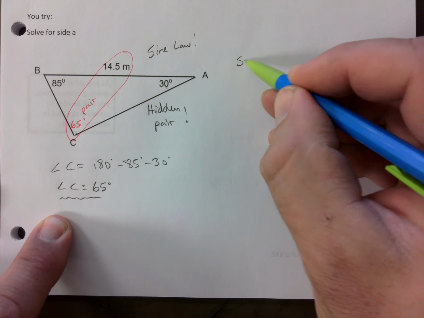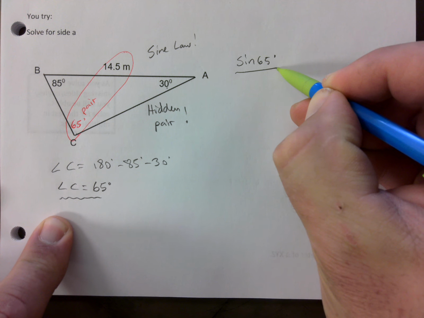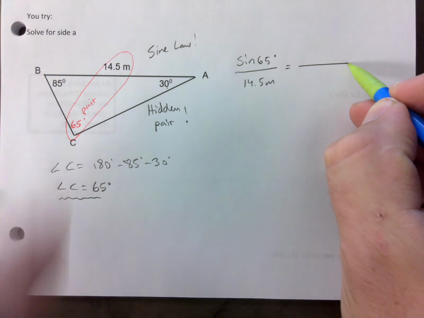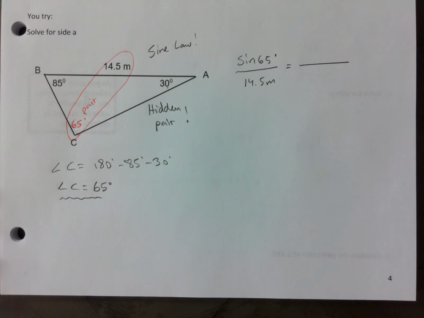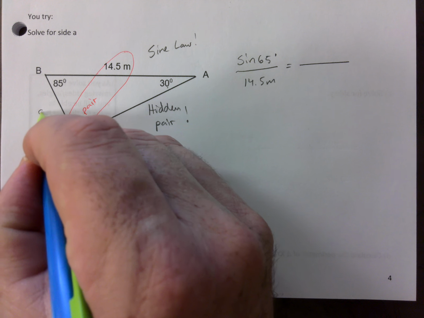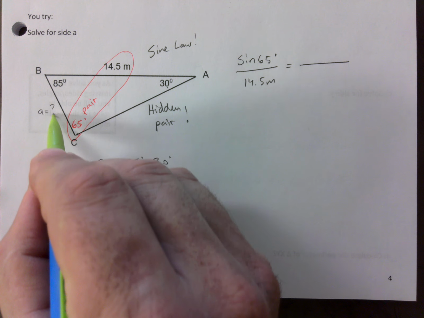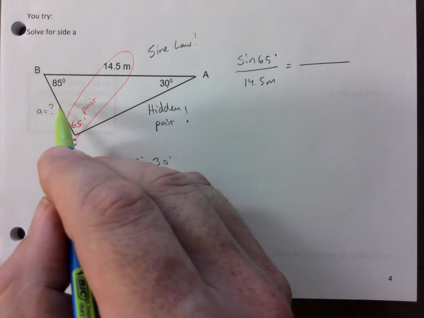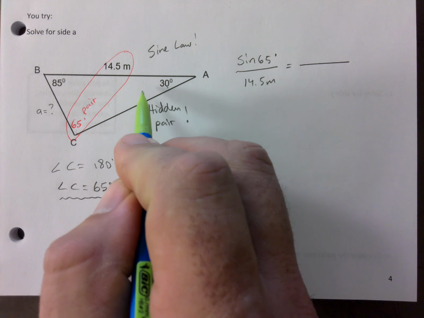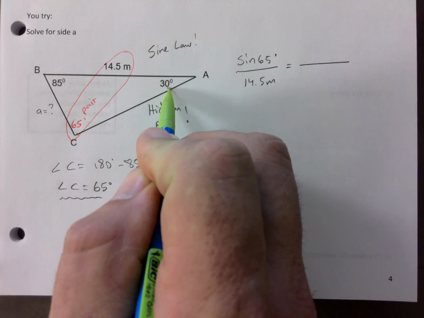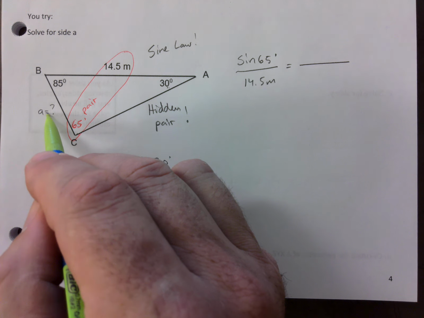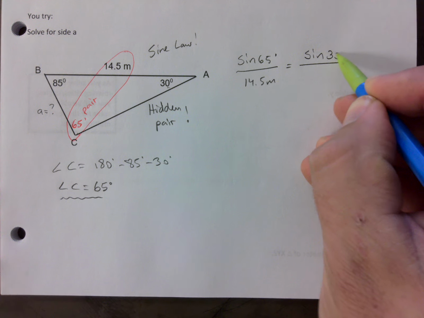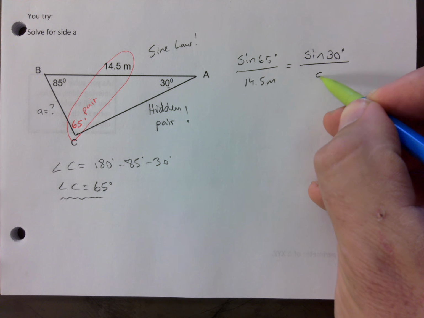So here we go. Sine of 65 over 14.5 meters is equal to. Which one are they asking for? Side A, right? Let's put a question mark here. This is what they're asking us for. So which angle am I going to use? I have to use this angle here, right? So that angle is going to allow me to solve for side A. It always goes in pairs that are opposite each other. So when I have to go sine of 30 over A, side A like that.